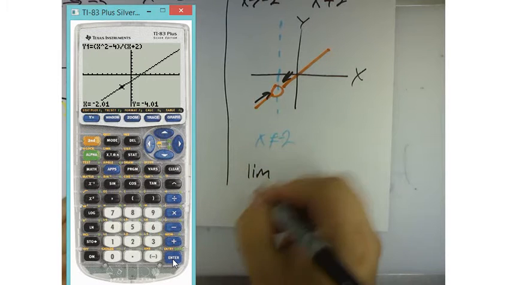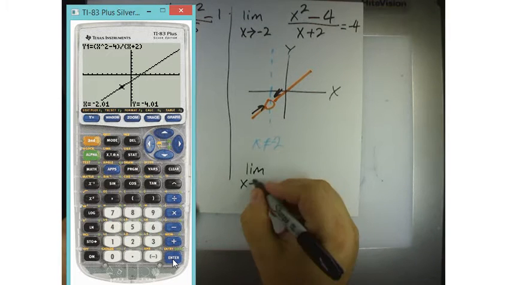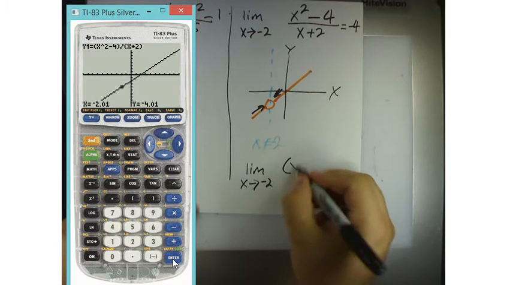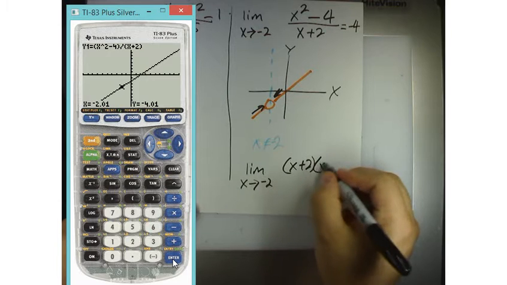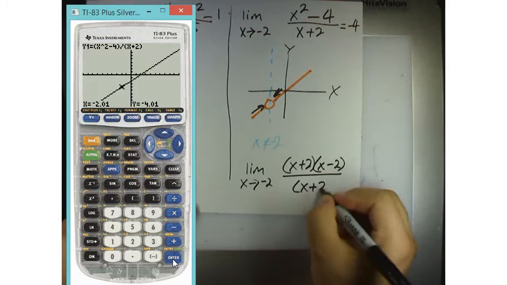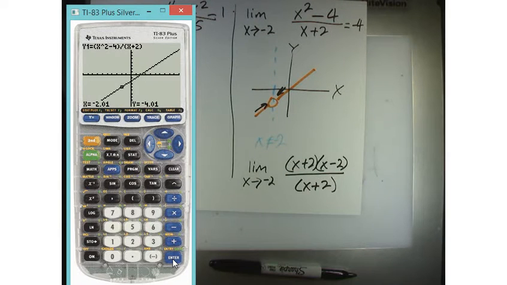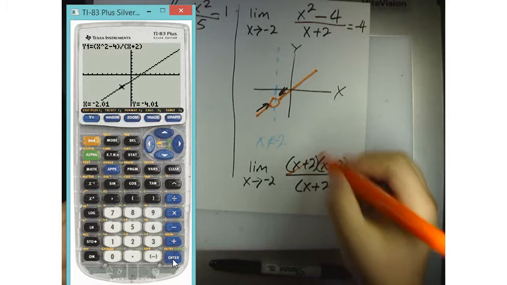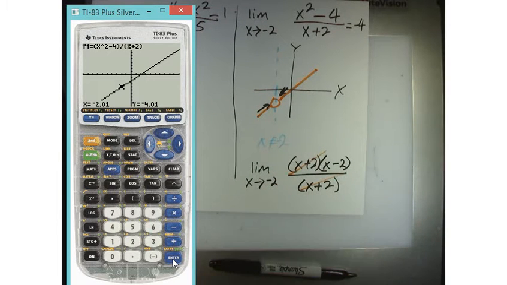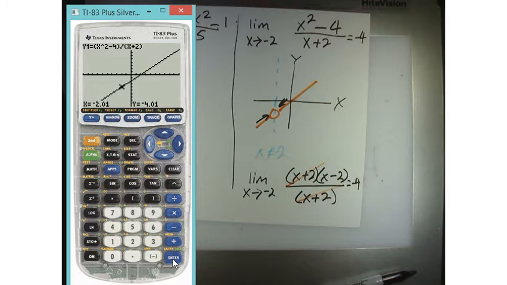If I take the limit of this, what is x squared minus 4? Isn't that x plus 2 times x minus 2? Because that's the difference of squares, right? Isn't that the same thing? Well, what happens when my x plus 2's cancel out? And what happens when I plug in -2 there? I get -4.